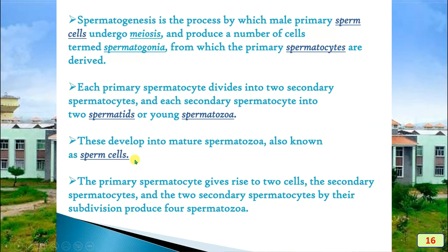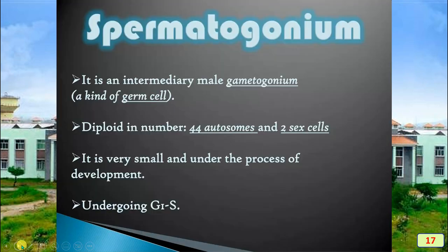Finally, the primary spermatocytes give rise to two secondary spermatocytes, and by their subdivision, the two secondary spermatocytes produce four spermatozoa, as we have seen in the earlier slides.